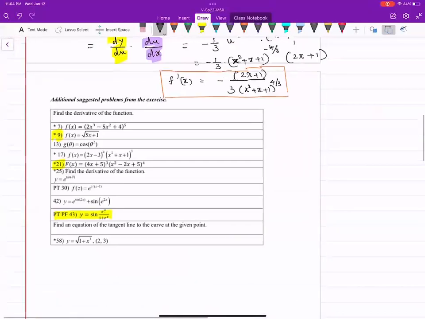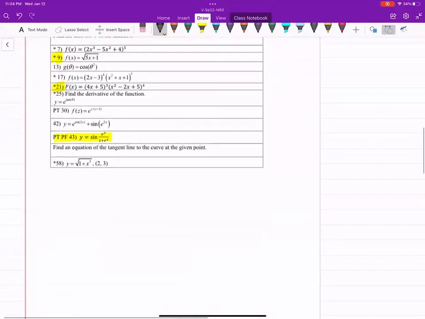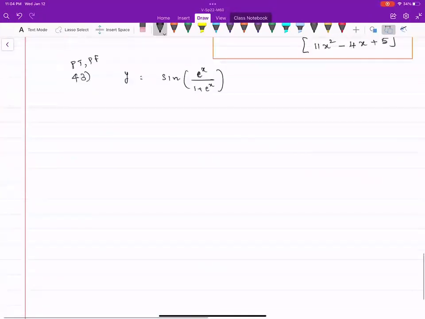Now, we'll try a problem which says practice test and practice final. Number 43, y equal to sine of e to the x over 1 plus e to the x. So we have y equal to sine of e to the x over 1 plus e to the x.